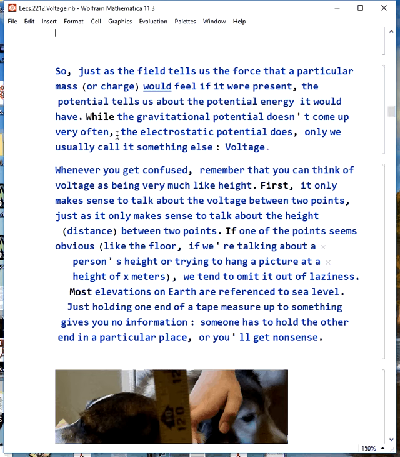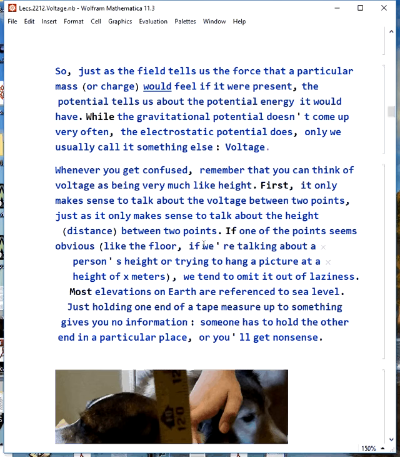So if you ever get confused, you can think of voltage being very much like height. First of all, it only makes sense to talk about the voltage between 2 points, just as it only makes sense to talk about the height, which is the distance between 2 points. If one point seems obvious, like the floor, if we're talking about someone's height or hanging a picture at a certain height, a lot of times we'll omit it out of laziness.